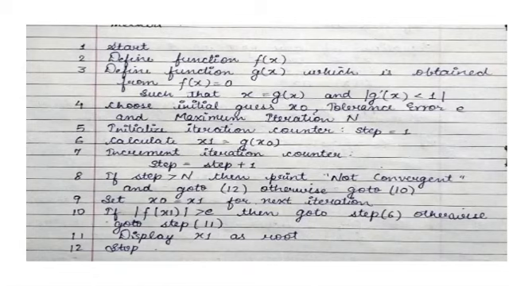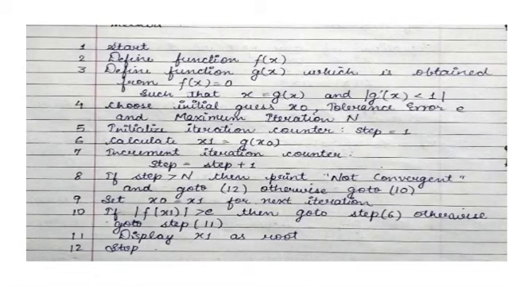Initialize iteration counter step equals 1. Now calculate x1 equals g(x0). Increment iteration counter: step equals step plus 1. If step is greater than n, then print non-convergent and go to step 12. Otherwise, go to step 10 and perform the same functions again. Set x0 to x1 for the next iteration.